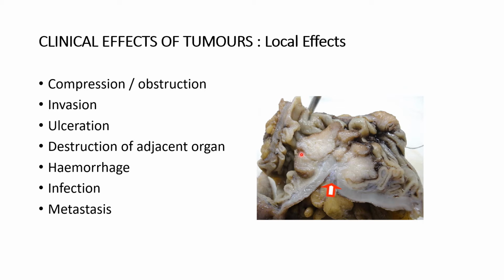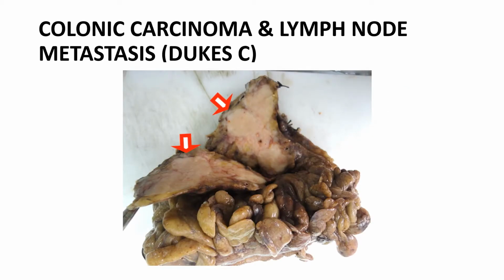And a malignant tumor can metastasize to other parts of the body. This is a picture of a lymph node of the same case just now. So these are the lymph nodes that have been metastasized by the cancer cells. You can see that the lymph nodes are large. So this is stage C, Duke's C.